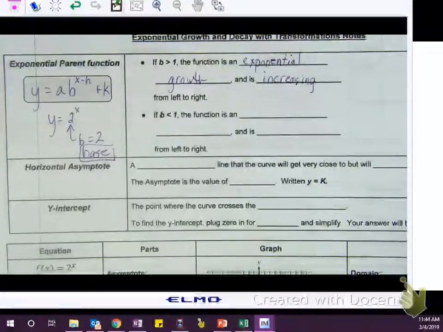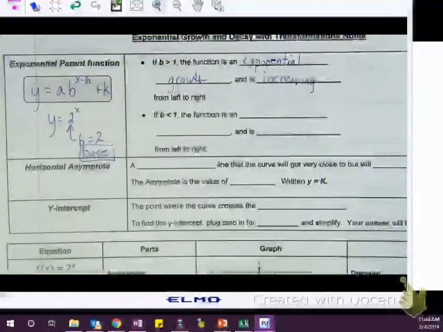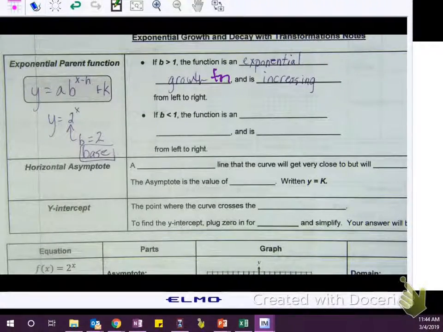So it's an exponential growth function, and it is increasing from left to right. If b is less than 1, the function is an exponential decay, and is decreasing from left to right.